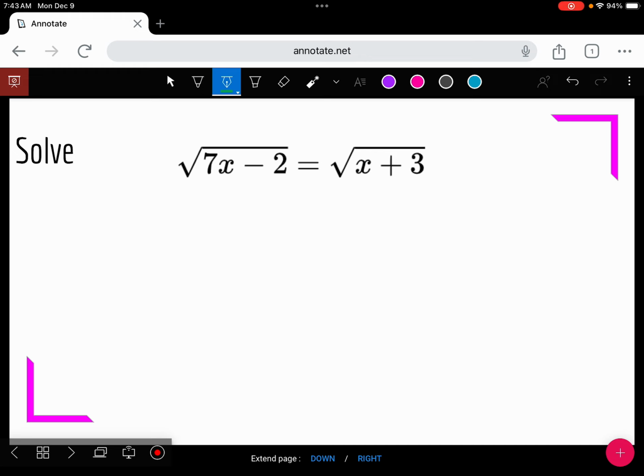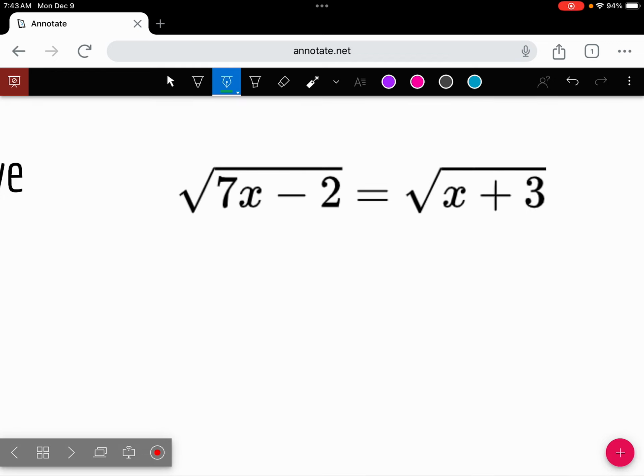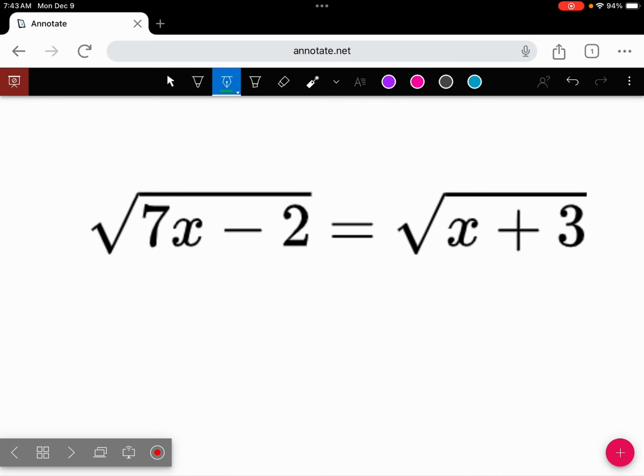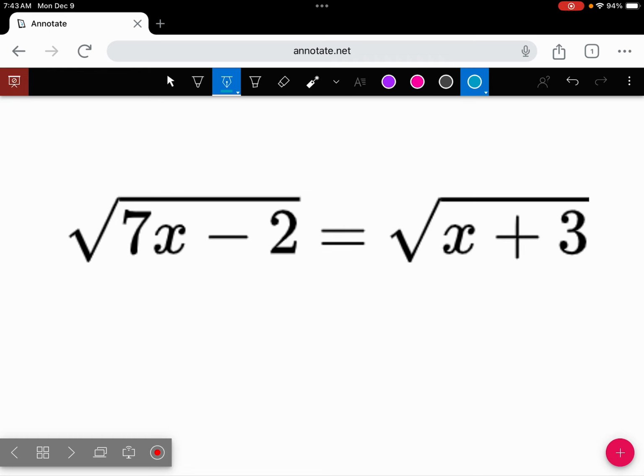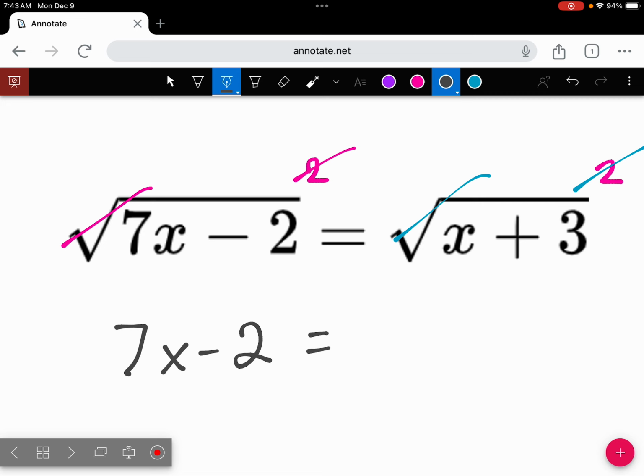So I've got the square root of 7x minus 2. And we want to know when that equals the square root of x plus 3. What can we do? Yeah, square the square roots. I've got square roots on both sides, and they're both already by themselves. So let's just do that. Square both sides. This square root and that square root cancel out. This square root and that square root cancel out. So we have our 7x minus 2 equals x plus 3.